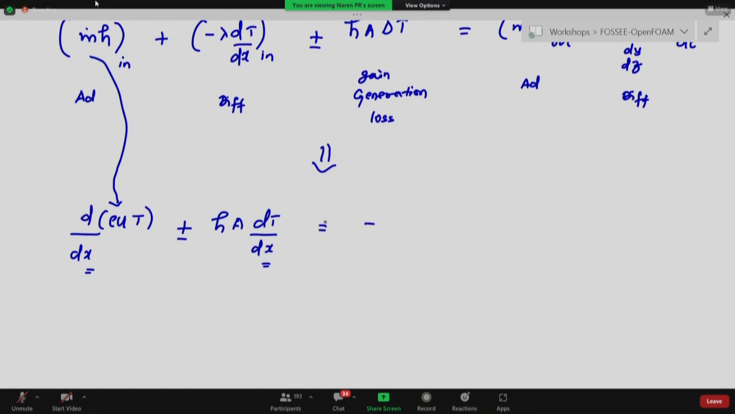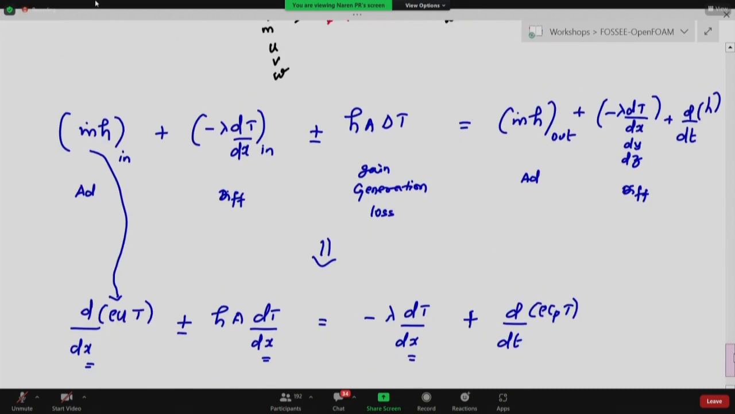Equal to minus, this is the thermal conductivity times dT by dx. Again, I am writing this with respect to x, and it could be with respect to any of the coordinates. And if it is all, then it would be like a partial equation, plus d by dt of rho cp T. This is actually this enthalpy term.